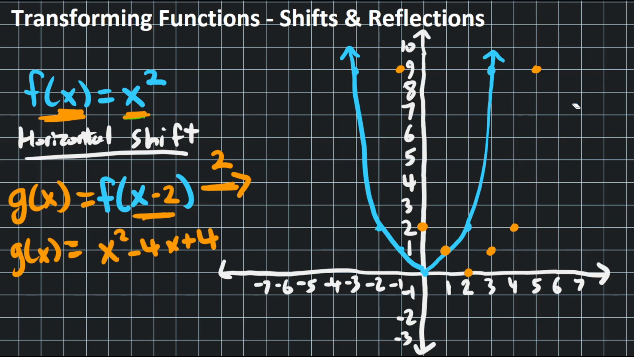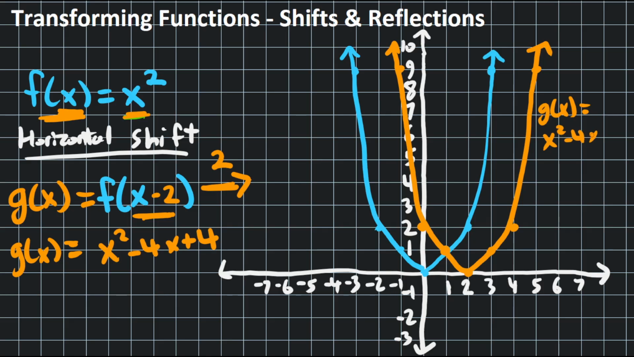Let me just get rid of this to make some space. And let's connect this parabola g of x in orange. So that side, and then that side. And there we go. This is g of x, which equals x squared minus 4x plus 4. And this is simply just f of x shifted 2 spaces to the right. Great, so now let's draw another function, h of x.